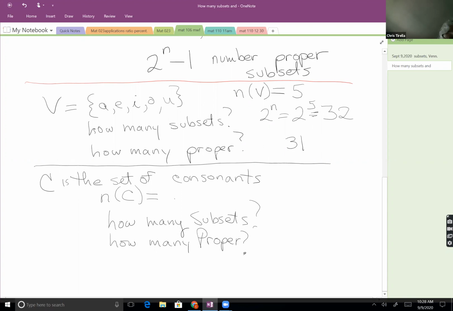Six minus 5 would give us 21. When we take 5 vowels, the number of subsets would be 2 to the 21st power. Now, if I were to take 2 to the 21st power, is there anybody who wants to sit and multiply 2 by itself 21 times? No. I don't either. That would take forever.